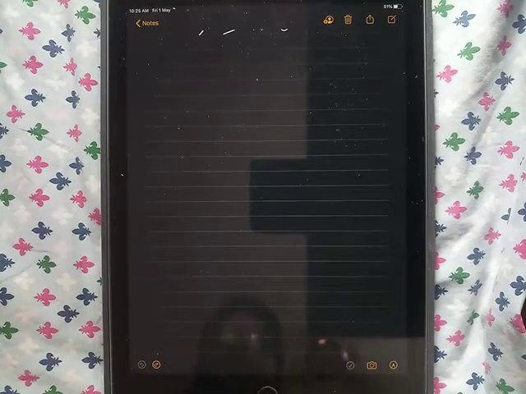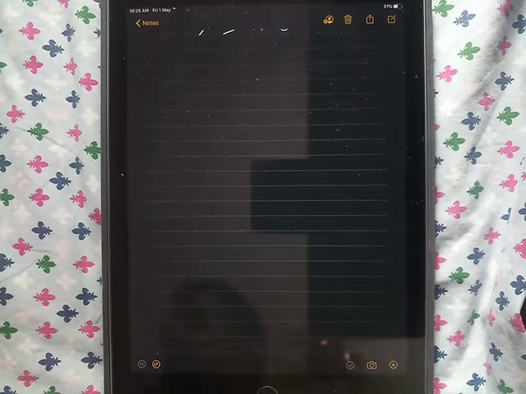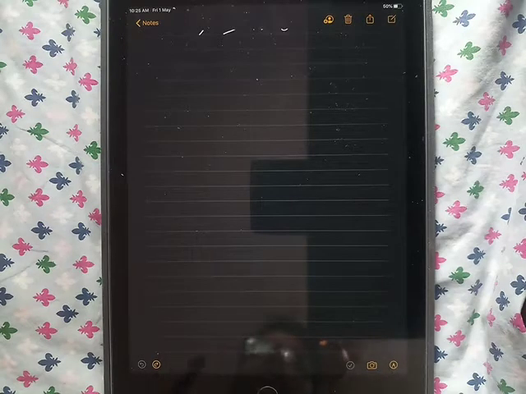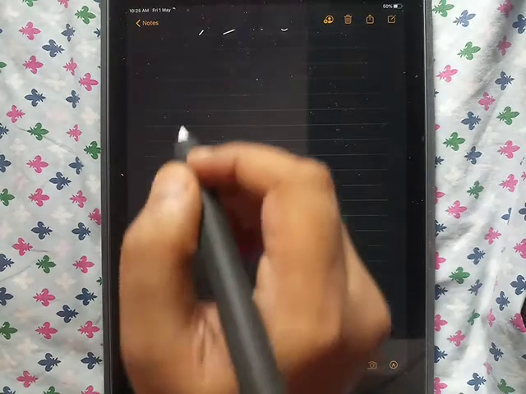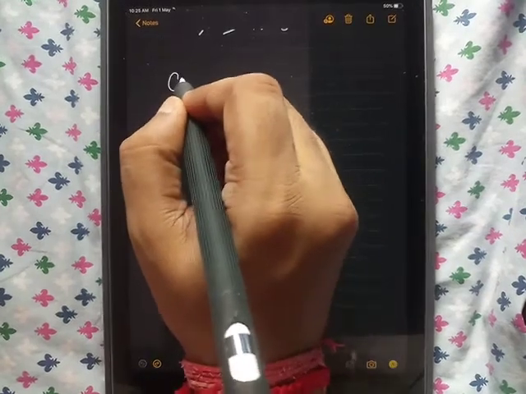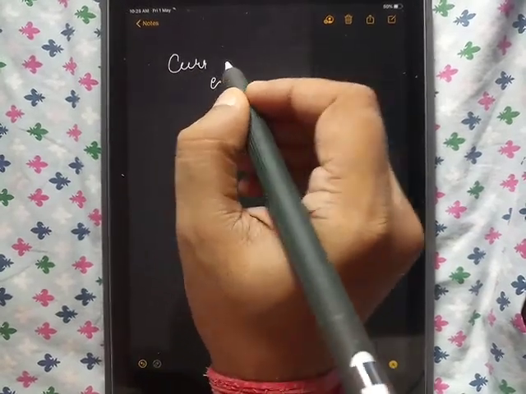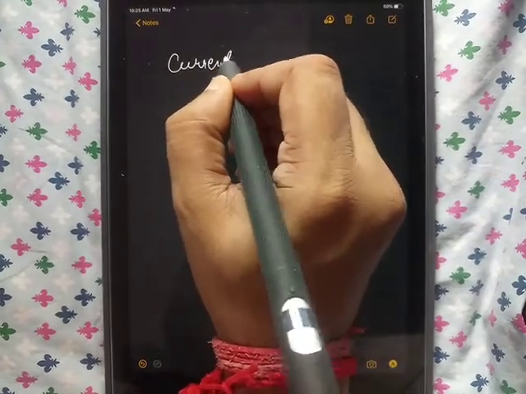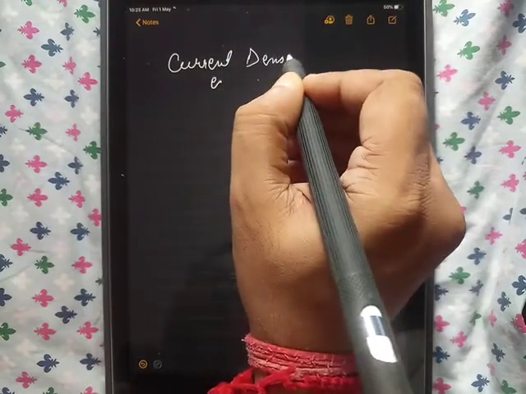Good morning, students. So today we are going to start a new topic, but before that, let us recapitulate the term. In the previous class, we studied drift velocity and current density.